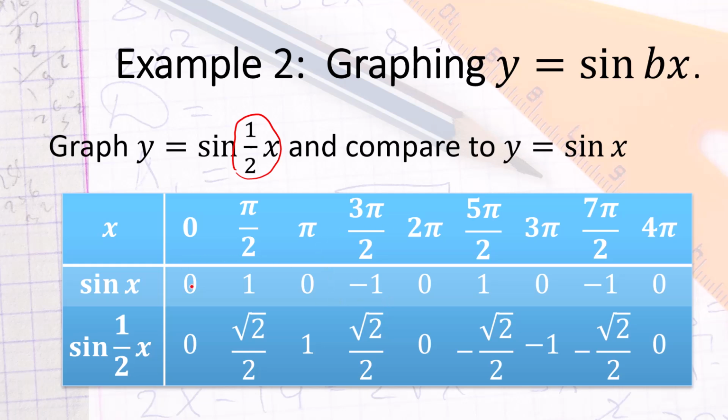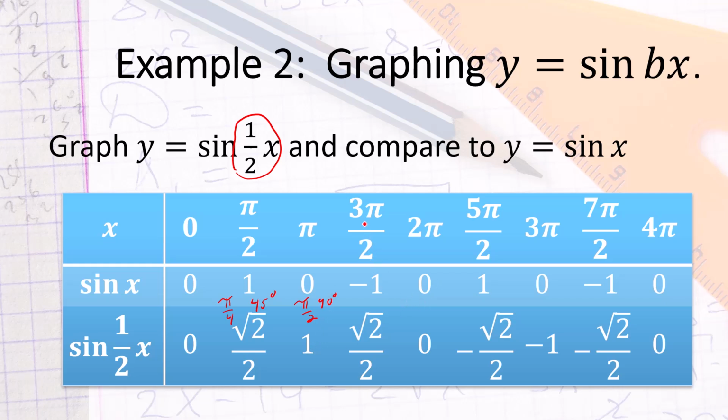Okay, well, for the case when x is equal to 0, sine of 0 is 0, and sine of 0 divided by 2 is 0. However, when x is equal to pi over 2, then 1/2 of that is going to be pi divided by 4, which is also 45 degrees, and the sine of 45 degrees is the square root of 2 over 2. When x is equal to pi, x over 2 is pi over 2, which is also 90 degrees, and the sine of that is going to be equal to 1.